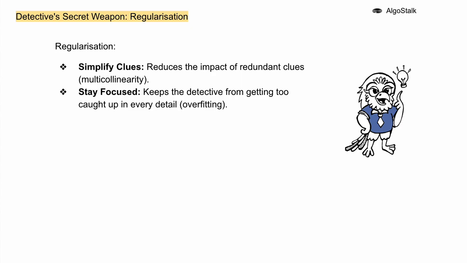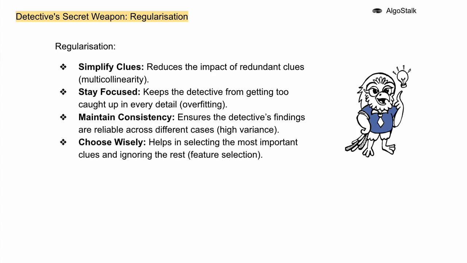Regularization reduces the importance of redundant clues and keeps the detective from getting too caught up in every detail. It ensures the detective's findings are reliable across different cases, as well as helps in selecting the most important clues or ignoring the rest.